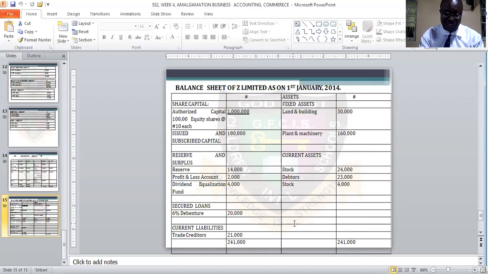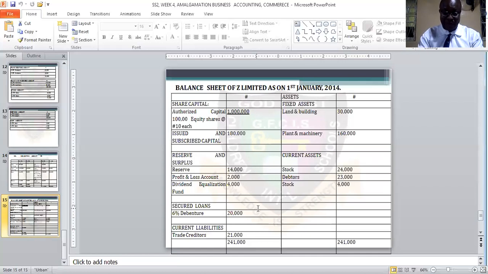Let us look at the liability side. Mind you, there's nothing like debit or credit side in a balance sheet. It is just a financial statement to show the financial position of the business, to show the asset and the liability. If the asset is more than the liability, that means the business is a going concern, and the business can still be in existence for the next 5 years to come. So that is the asset side, where we have fixed asset and current asset.